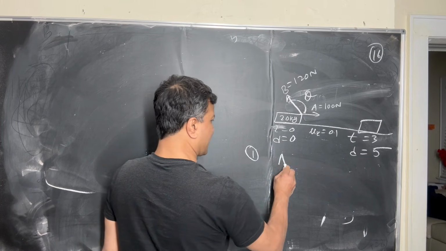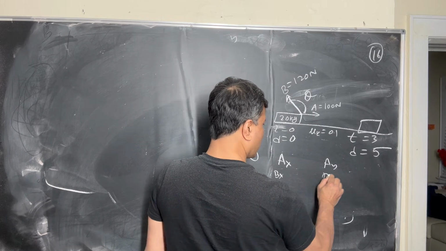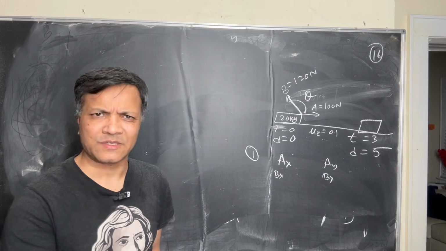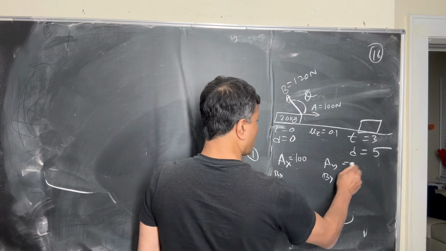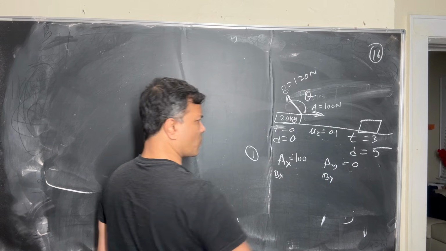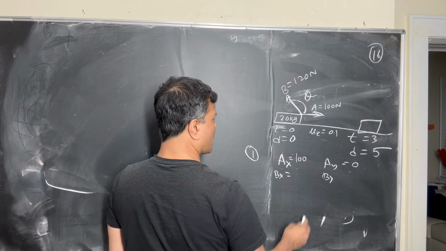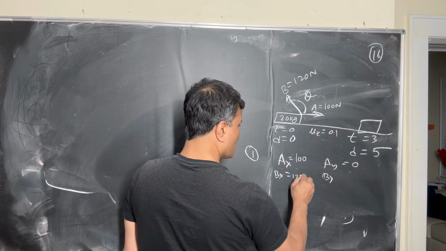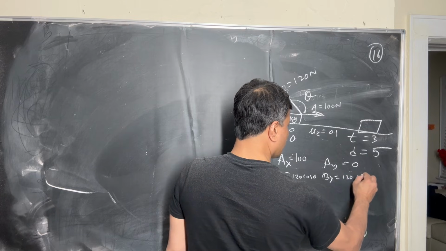We're going to write ax, ay, bx, by. Now you pause the video and do that. Okay, so ax is 100. Ay is 0 because A doesn't have a y component. B has an x component and a y component. So 120 cosine theta and 120 sine theta.